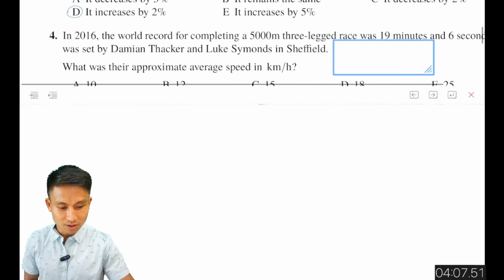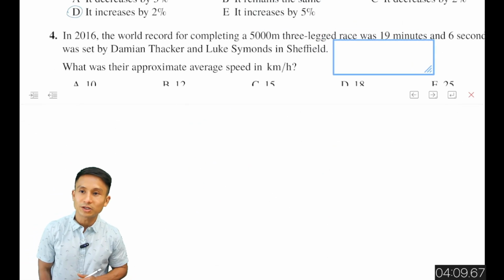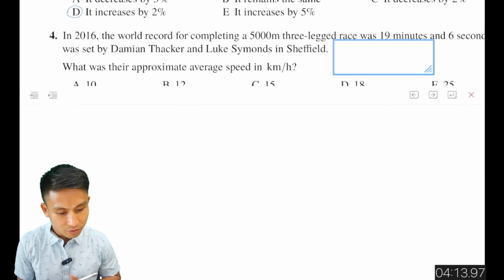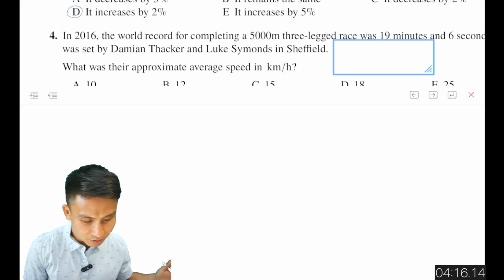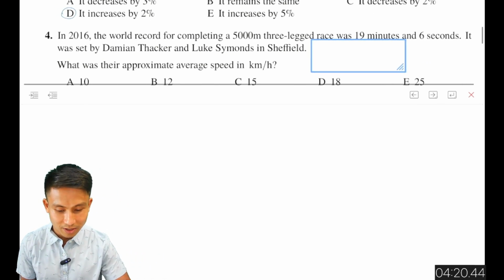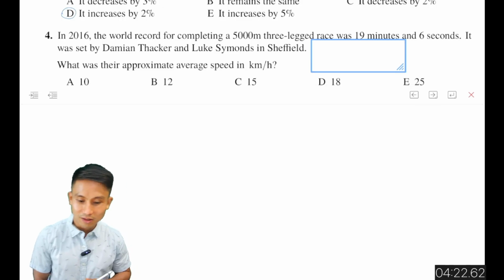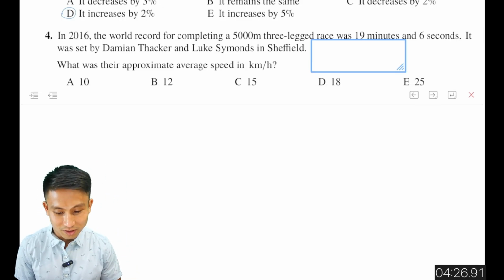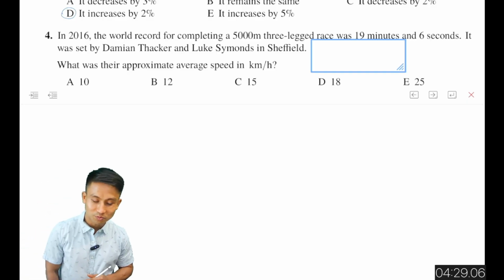Number 4, I'm going to do it here maybe. Number 4, in 2016, the world record for completing a 5,000 meter three-legged race was 19 minutes and 6 seconds. Hang on, let me zoom out a bit. It was set by Damien Thacker and Luke Simmons in Sheffield. What was their approximate average speed?